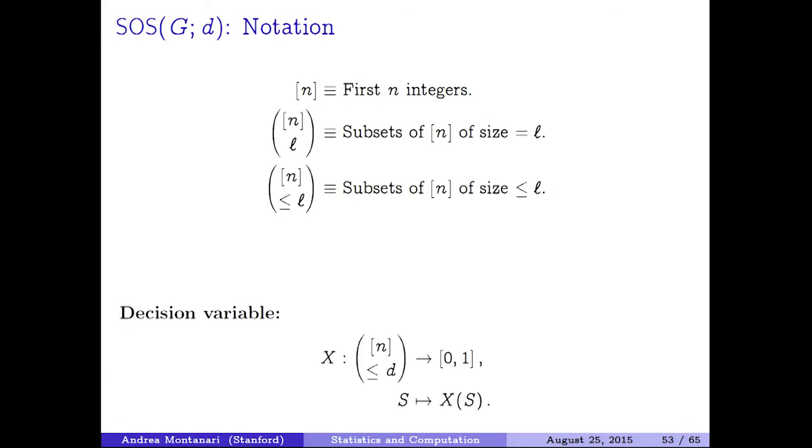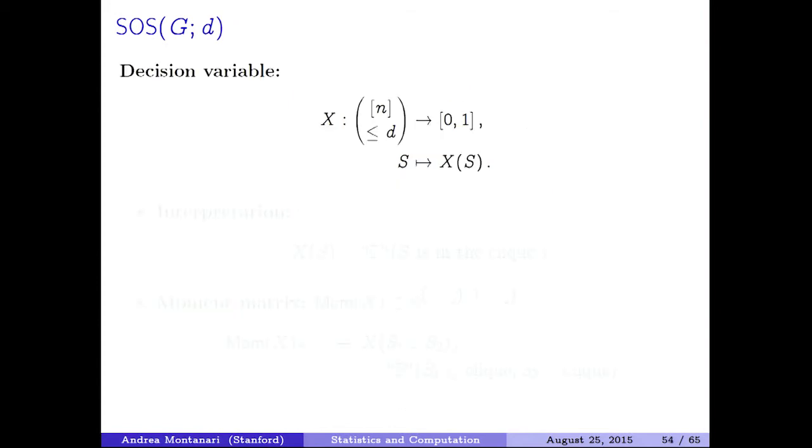So the SOS is just a convex problem that has decision variables as a function from this set of subsets of size at most d to the interval [0, 1]. Right? So for any such set S, I get a number x of S. Now, this is a function, but since it's a function of a finite space, it's really a vector. And it's a vector of dimension n to the d, roughly. Okay? So this will be my decision variable.